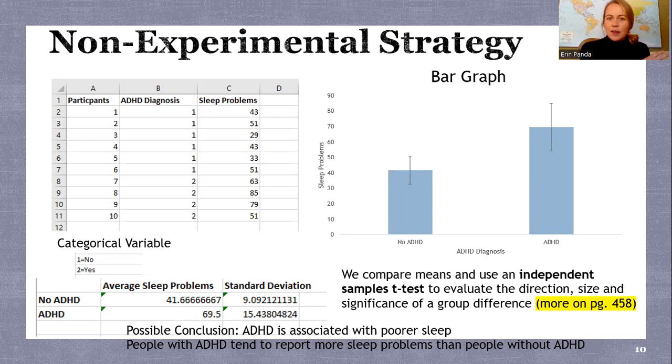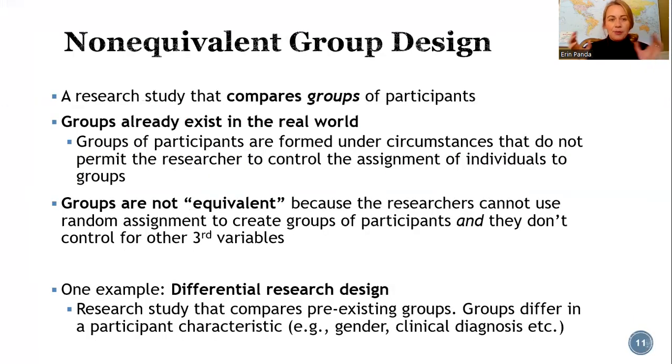So just like the conclusions we drew from the correlational research strategy, we draw the same conclusions in this kind of design. Our conclusion from this kind of made-up data would be that ADHD is associated with poorer sleep. People with stronger ADHD who meet the criteria for ADHD tend to report more sleep problems than people who do not. So this is an example of a non-equivalent group design.